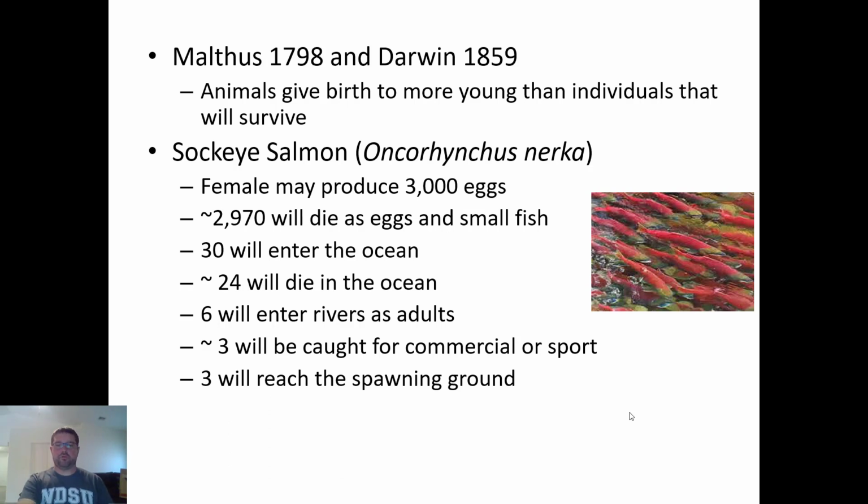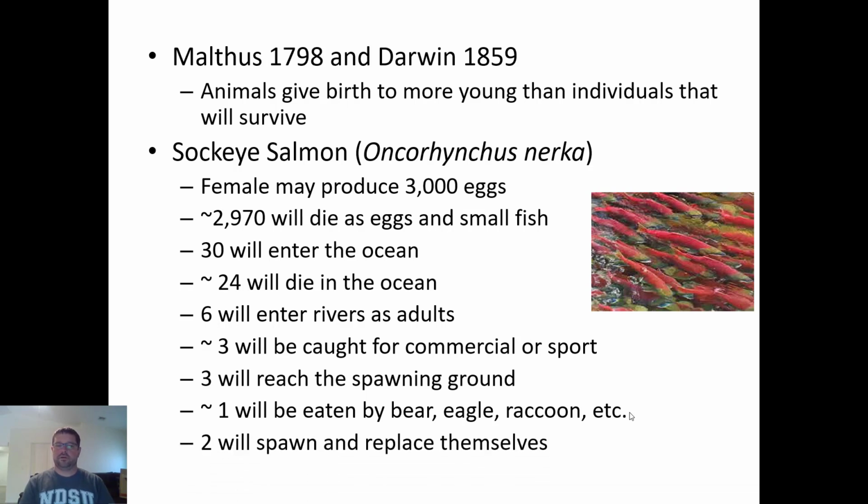But remember, just because you reach the spawning ground doesn't mean that you're going to spawn. So let's say 1 gets consumed by a bear, eagle, raccoon, something that comes by and eats it before it spawns. And 2 spawn to replace themselves. This is what population dynamics does for us. All we need is 2 out of the original 3,000 eggs to make it back and spawn, and the population is stable.